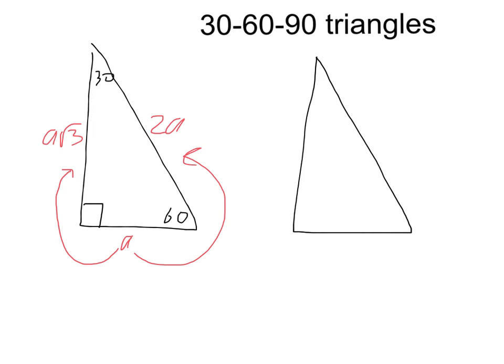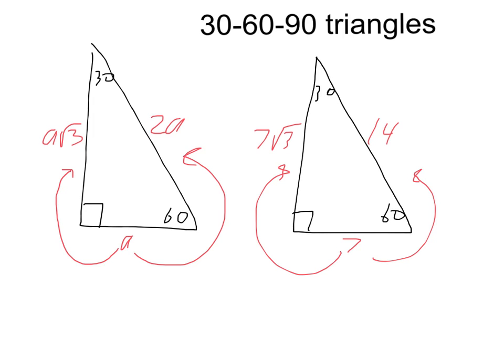So let's make another 30, 60, 90. We'll do the easy way first. Let's say the short leg is 7, and I ask you to find the lengths of the other two legs. No Pythagorean theorem needed here. You're going to know short leg to hypotenuse is double, so that's 14. Short leg to long leg is times rad 3, so that's 7 rad 3. It's just that easy. And the beauty is you can work in any direction.